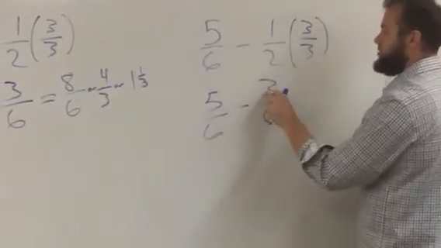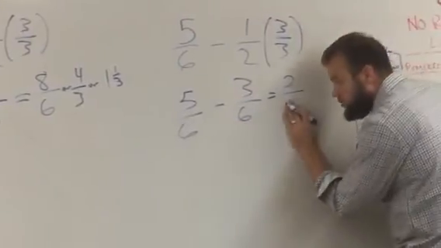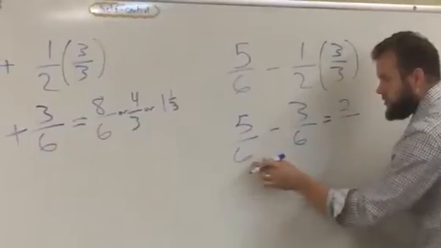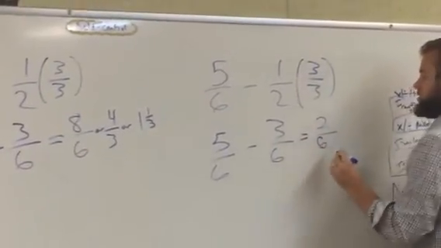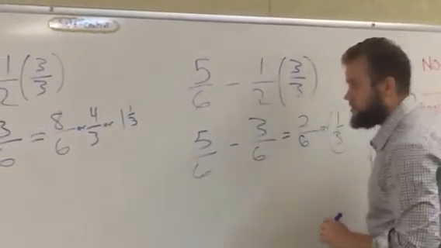So 5 minus 3 this time is 2. And 6 and 6. This is not 0. It's a common mistake. 6 minus 6, we're not doing a subtraction problem with the denominators, only with the top. And this is going to be 6. And 2/6 can actually be reduced to 1/3.